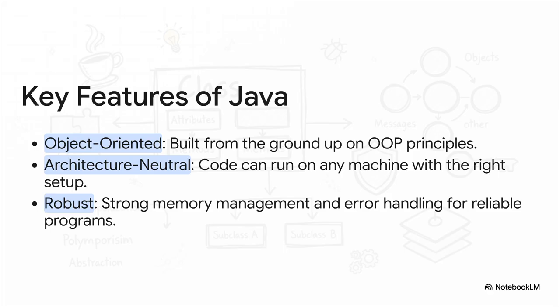Second, it's what we call architecture neutral, which is just the fancy way of saying run anywhere. And third, it's robust, meaning it's built to be super reliable and to avoid a lot of common programming mistakes. But how does it actually do that run anywhere magic?